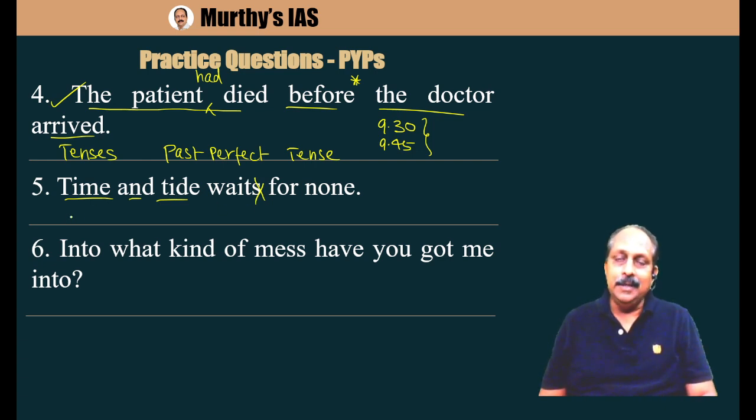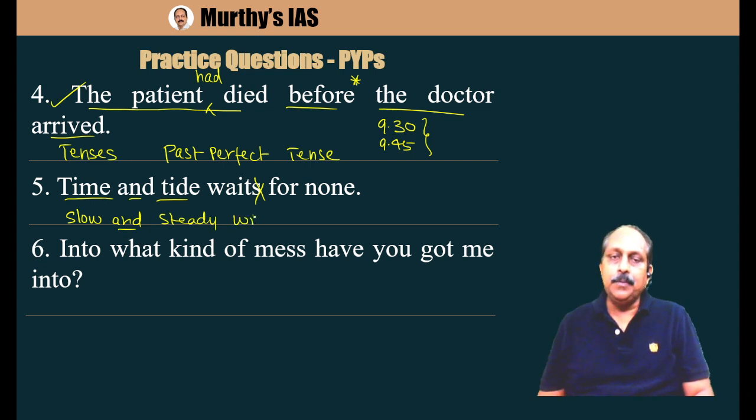But actually, English has rules, English has exceptions. If you take slow and steady, even here we have two words and there's a conjunction. But English people consider these two one unit. Based on that, we have to say slow and steady wins the race, not win. They've given this many a time.